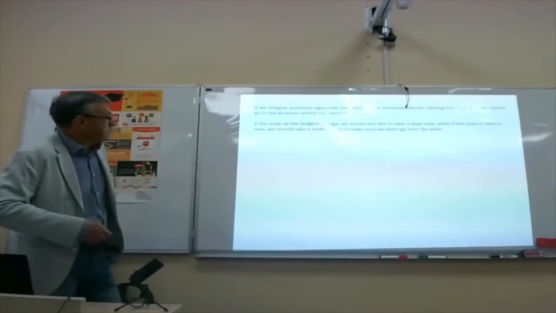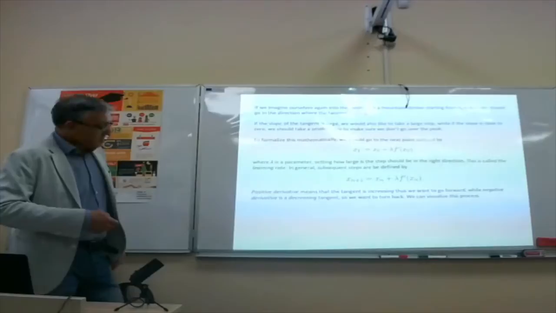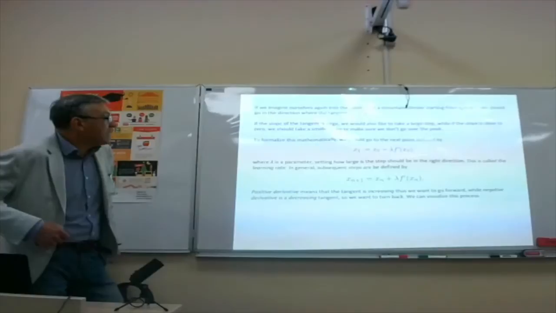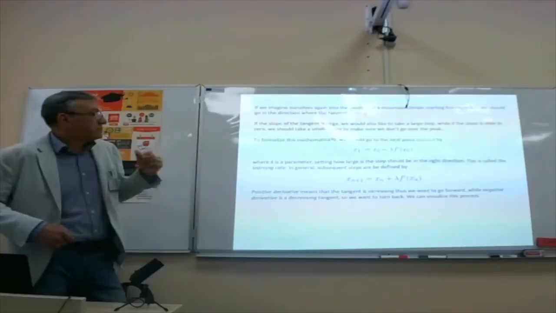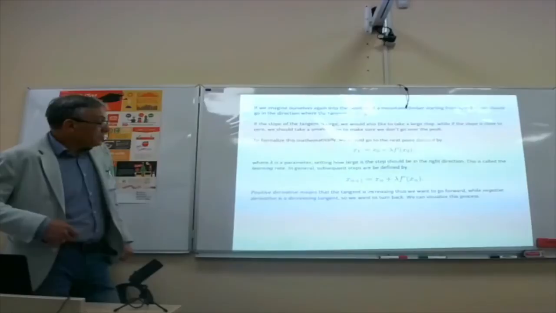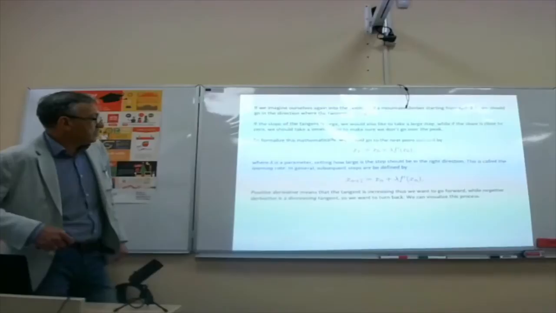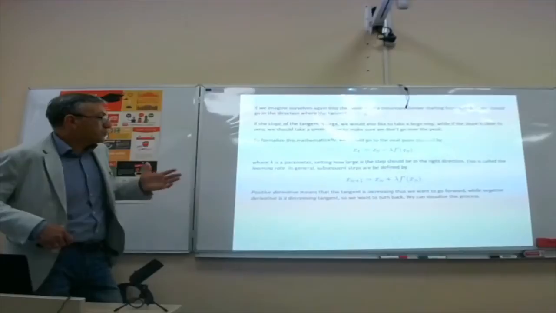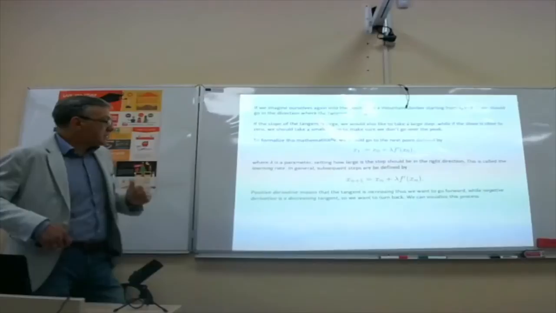And this activity has a mathematical formalization with such an equation. Here, lambda is a parameter setting how large the step should be in the right direction. This is called the learning rate. This is a very important parameter in deep learning optimization algorithms. In general, this expression leads to this recurrent formula. A positive derivative means the tangent is increasing, thus we want to go forward. A negative derivative is a decreasing tangent, so we want to turn back.